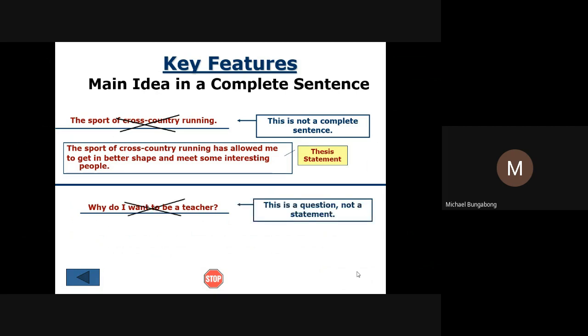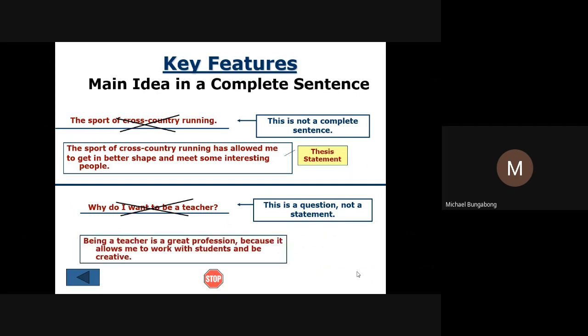Okay, next: why do I want to be a teacher? That is in the form of a question. I said earlier that it should be in a statement form. So you could have done it this way: being a teacher is a great profession because it allows me to work with students and be creative. But definitely you can revise that if you want. It depends on your purposes, right? Or what your intention is for wanting to become a teacher. But if you observe the two examples that I just gave you, you will ask yourself, what are the benefits you get from joining that particular sport? So you have a better shape, no? Gumanda yung katawan mo. And of course, you meet some interesting people.